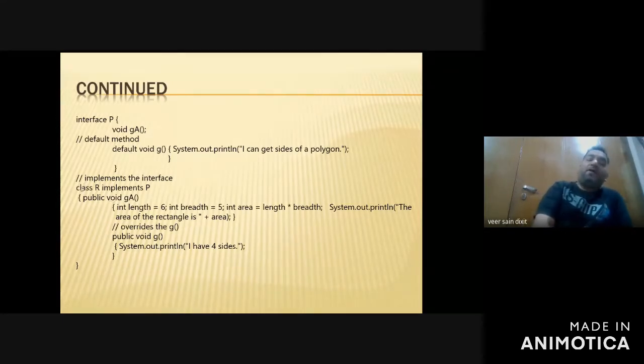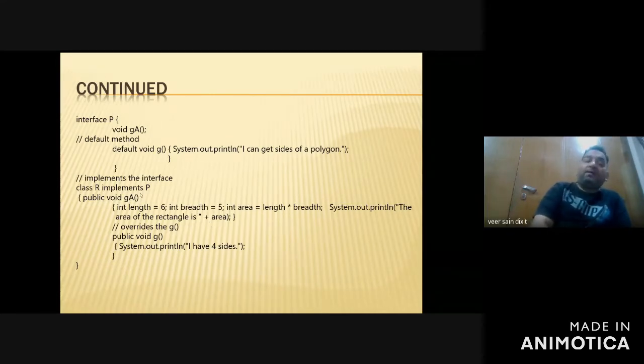Now we are implementing this polygon interface P. Class R, which stands for rectangle, implements polygon P. Here, when we are implementing, this is the abstract method, so it is being implemented here: public void GA, get area. We are calculating the area of the rectangle, length into breadth. We have assigned the values and are printing the value of the area of the rectangle.